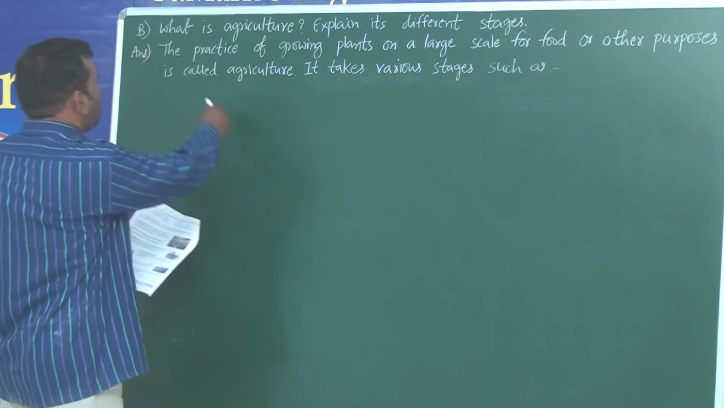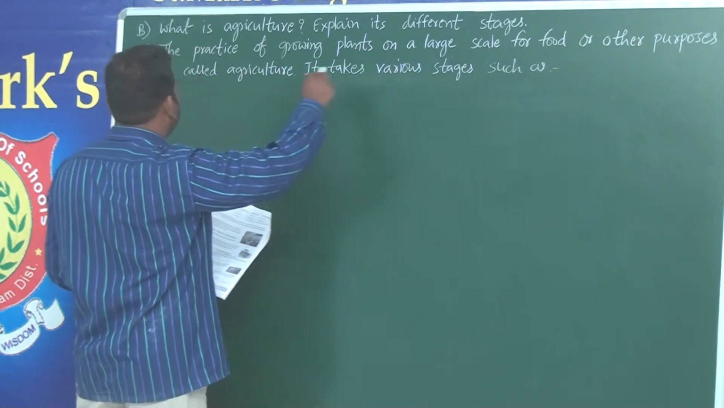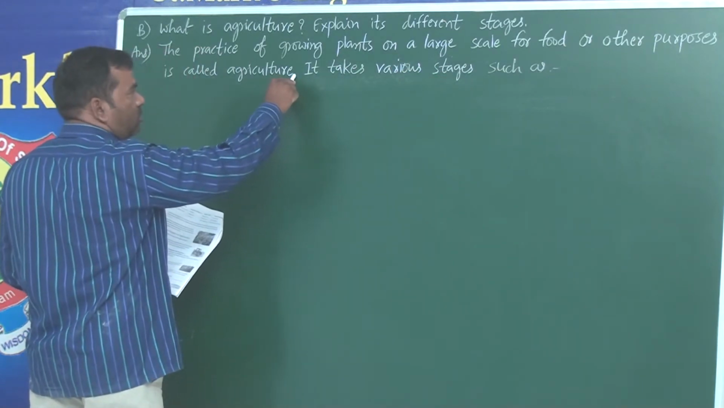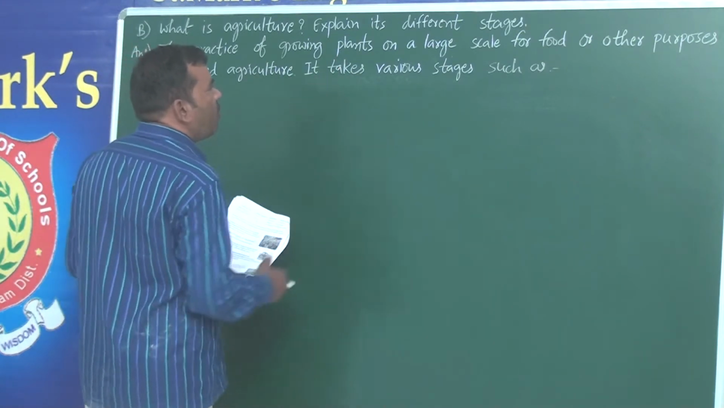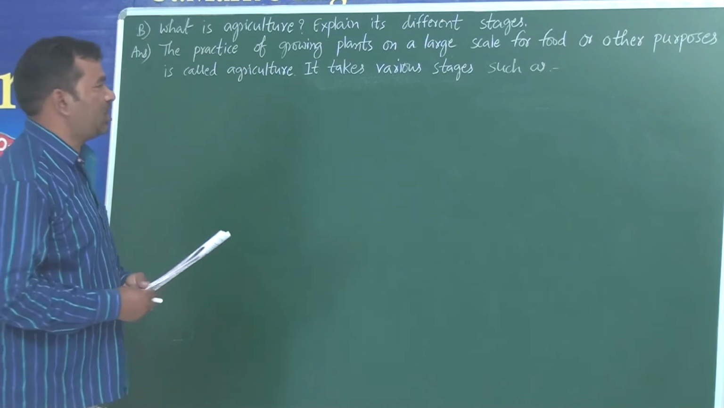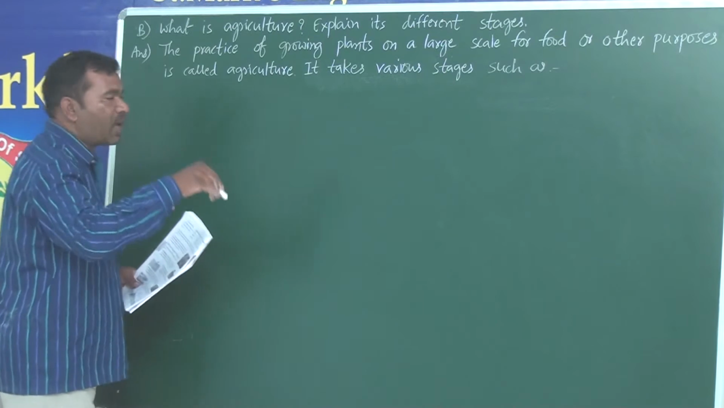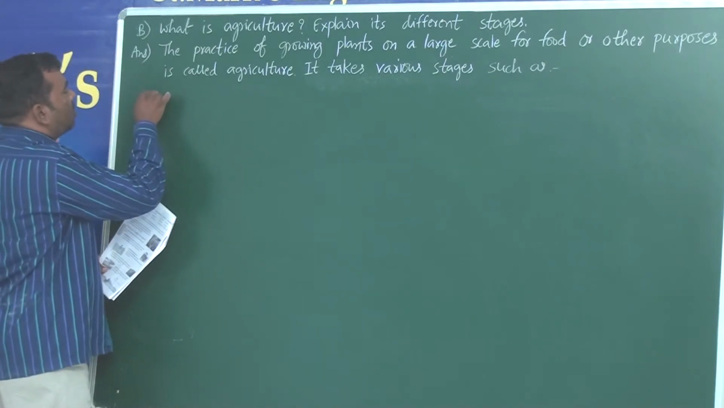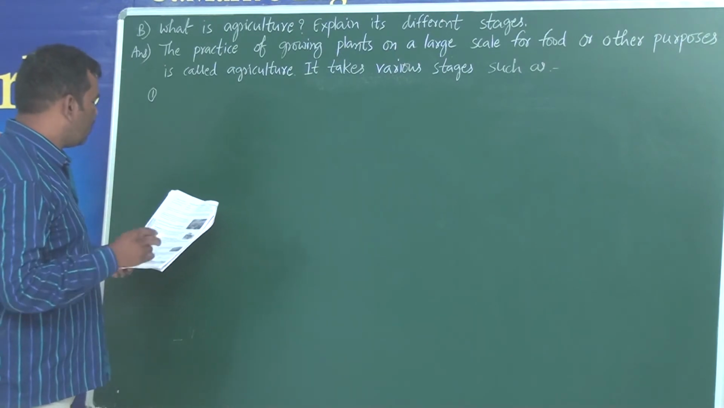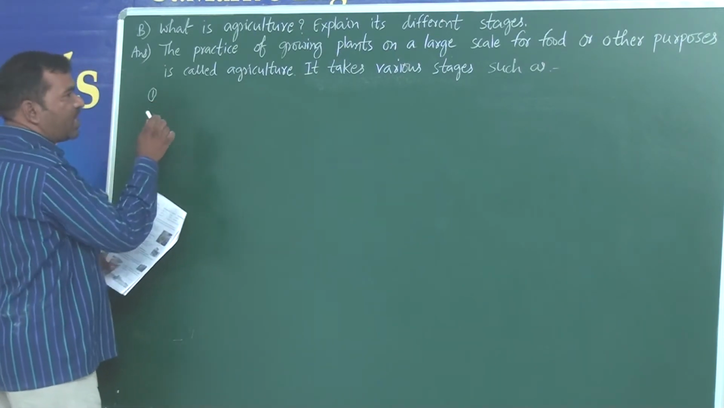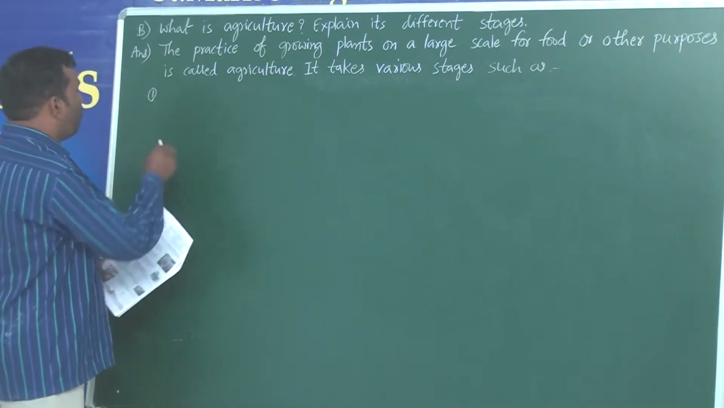Okay? So the answer is: the practice of growing plants on a large scale for food or other purposes is called agriculture. So right from this point, we mention the different stages. It takes various stages such as, so every point I will write from here. The first stage is, it takes around 7 stages. Okay? The first stage is ploughing.